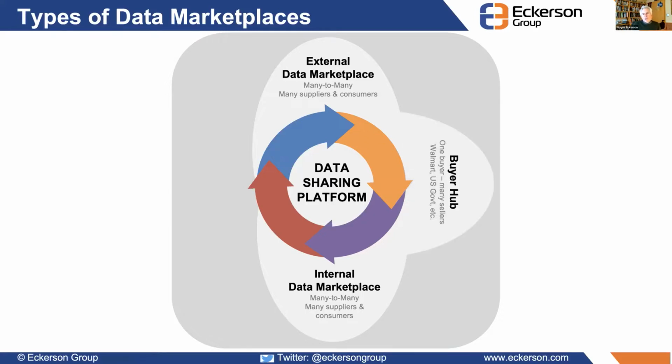Another is what we're calling a buyer hub, where it's a one-to-many relationship. So there's one buyer and many sellers. So this would be a typical supplier network. So big companies like Walmart or the US government, the Kroger's, might have their own buyer hub, right? And using marketplace software to run that for ease and to create that frictionless interchange between their suppliers and themselves.